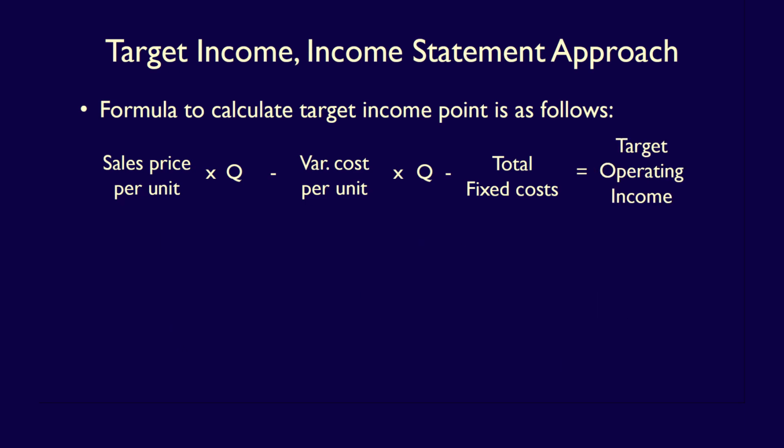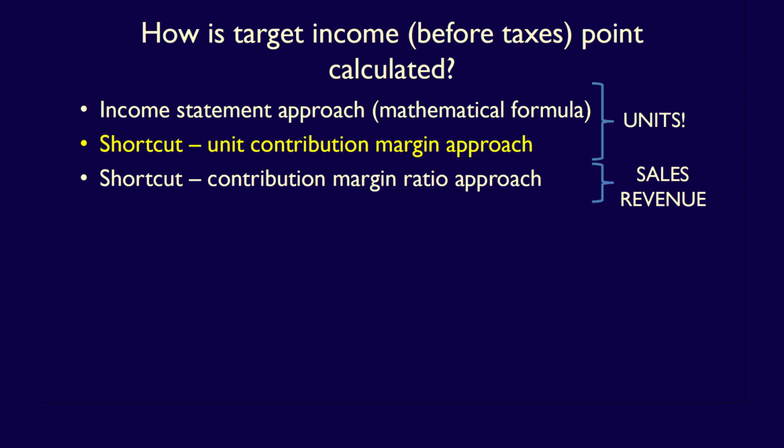So, the formula we would use to calculate a target before tax operating income is sales price per unit multiplied by Q minus variable cost per unit multiplied by Q minus total fixed cost is equal to the target operating income. Let's move on to the first shortcut method, unit contribution margin approach.